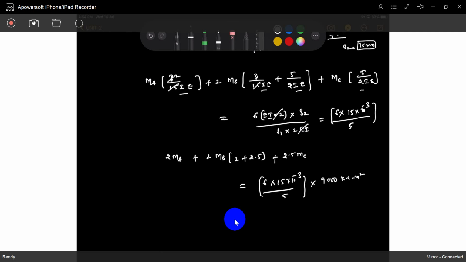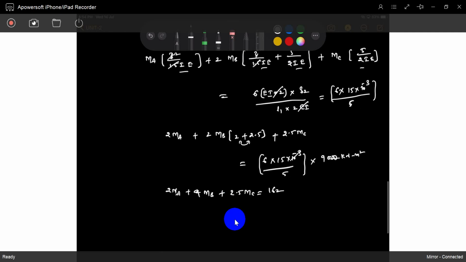What is that value? These 3000, these 3 cancel. So directly 6 multiplied with 15 multiplied with 9, answer divided by 5. So 162. So 2MA, 4.5, so 9MB plus 2.5MC is equal to 162. That's it, na? This is the second equation.